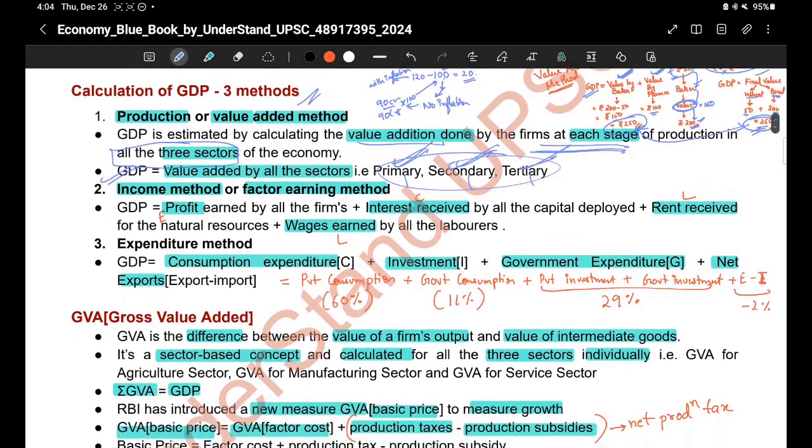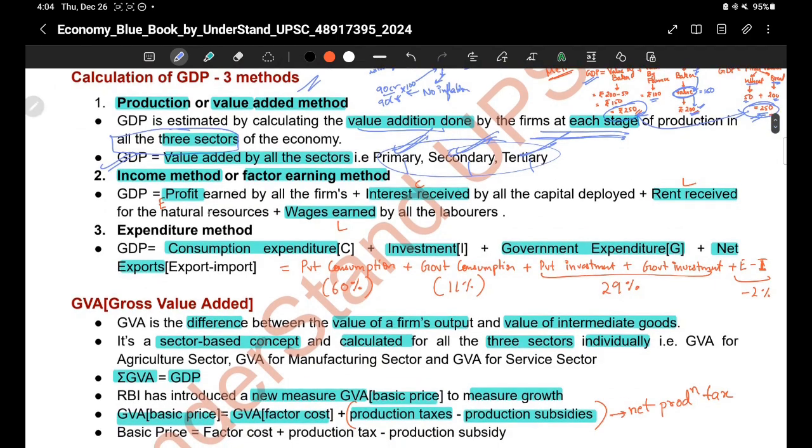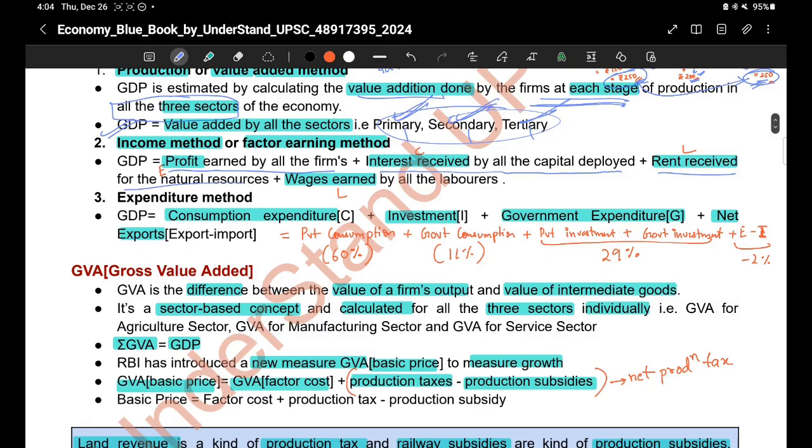Next is income method. Income method is another factor earning method. In this we just calculate the profit earned by all the firms, then interest received by the capital deployed, and rent receipt for the natural resource, like if you're using land, whatever rent you get from that. Then wages earned by all laborers, right? If you add all this, you get GDP. That is income method. Then expenditure method: consumption expenditure plus investment plus government expenditure plus net exports. Again, net is coming, so export minus import.